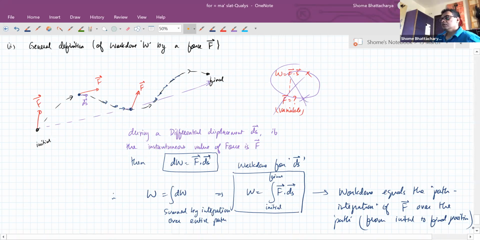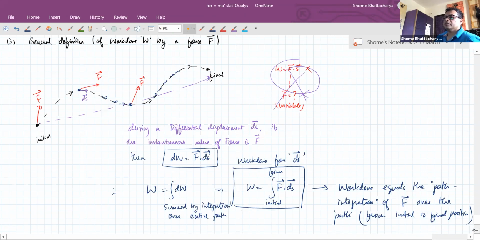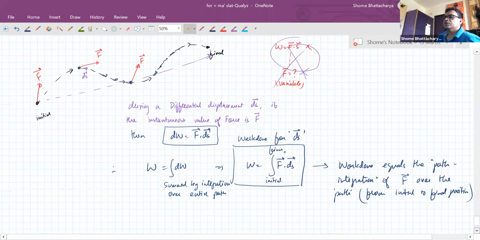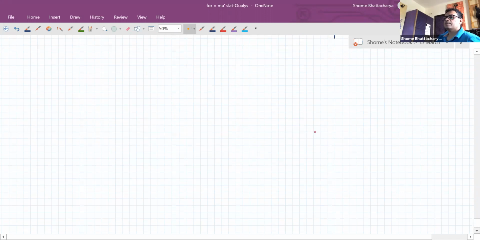Actually, the first definition that we saw for constant force is a special case of the general definition. If we put the force constant, it comes outside the integration. So it becomes F dot the integration of ds, and the integration of ds is nothing but the total displacement, which is why it becomes F dot s. This general definition always works for any case, but if the force becomes constant, it reduces to F dot s, because we can take the force outside the integration.